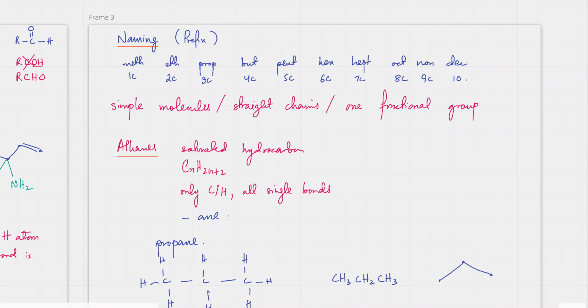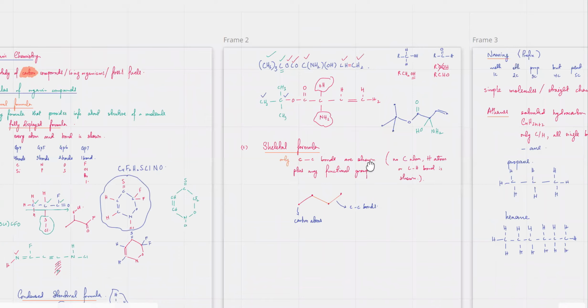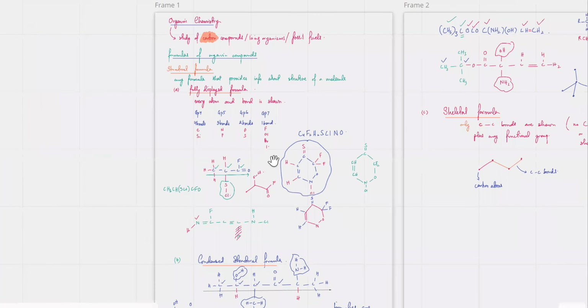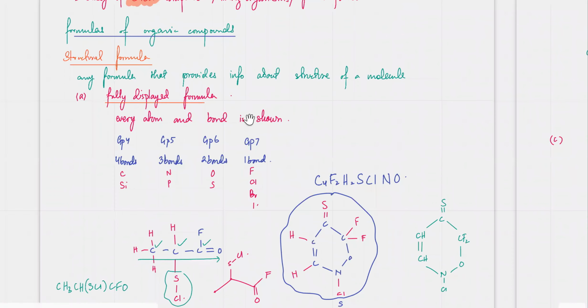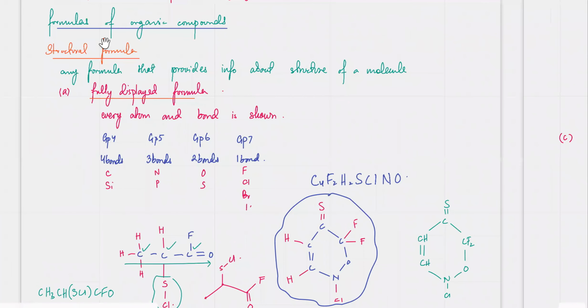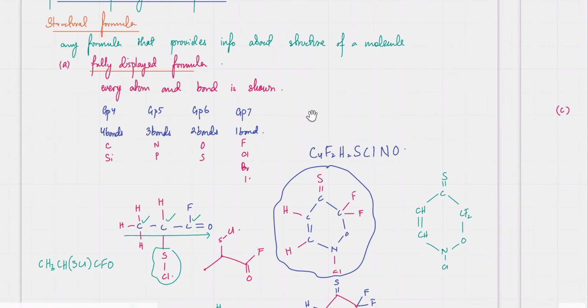We started with organic chemistry, and we started talking about formulas, like how do you write organic formulas. I told you that the first version is a fully displayed formula. They're known as structural formulas: any formula that provides information about the structure of a molecule is a structural formula.